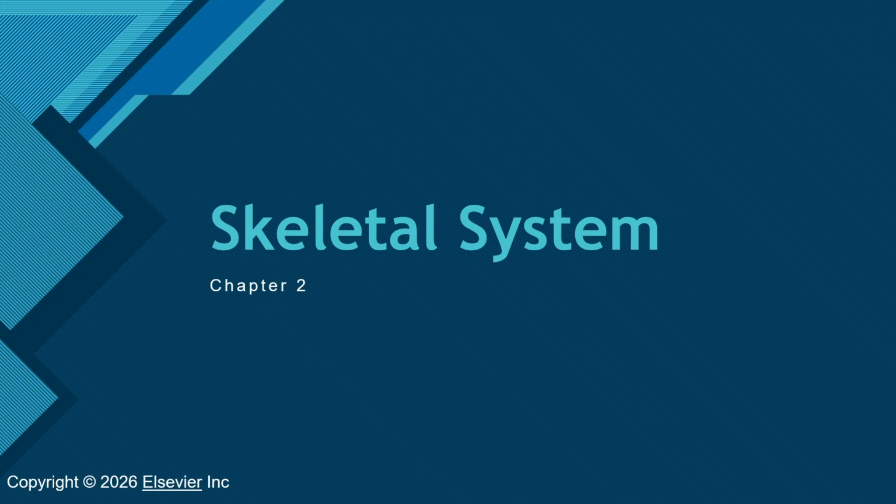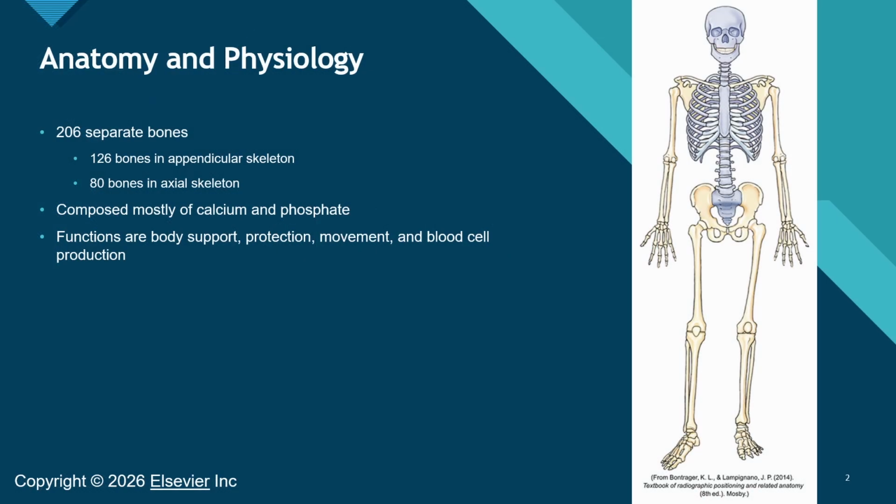Great. So this is going to be chapter 2, which is the skeletal system. These first few slides are going to be a recap of what you have already learned previously. So to start, there are 206 separate bones in the body. 126 bones are in the appendicular skeleton and 80 bones are in the axial skeleton.